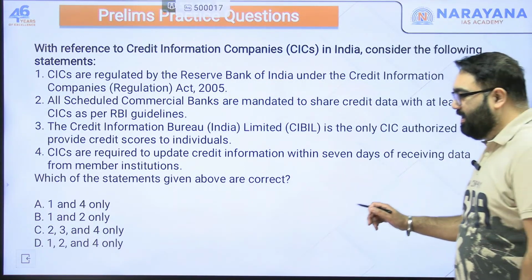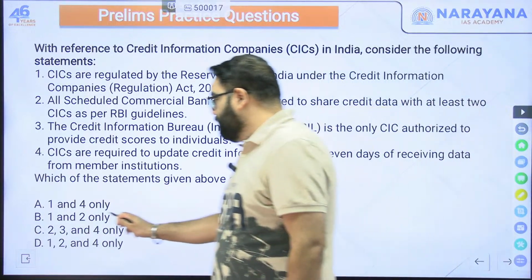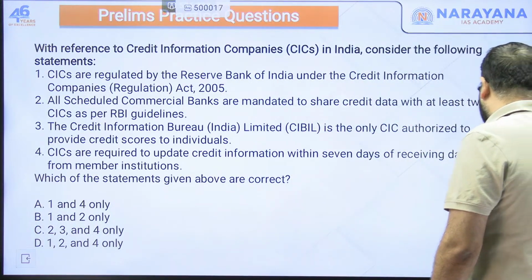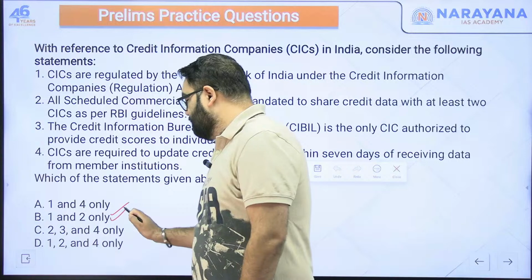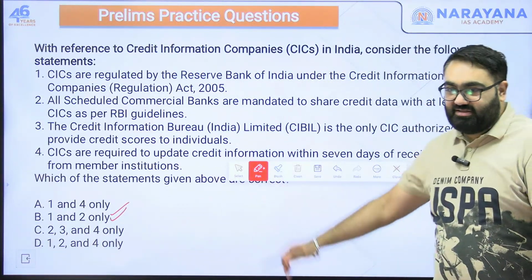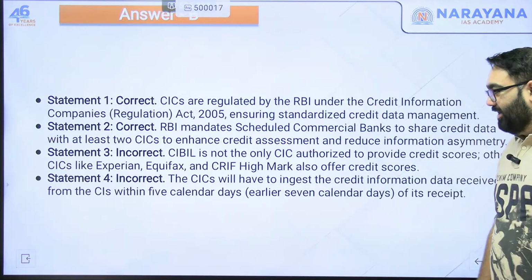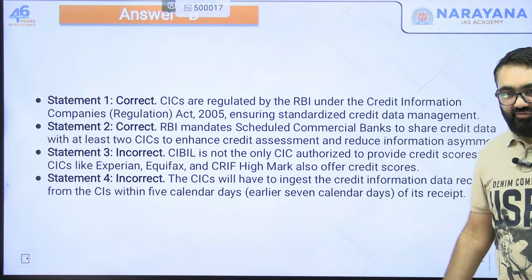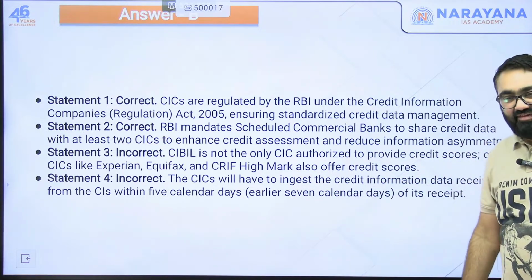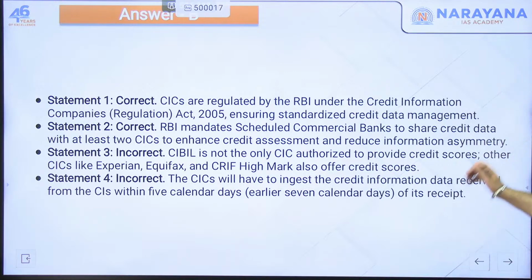So the answer here would be 1 and 2 are correct, that is B. 1 and 2 are the only statements that are correct here. Third and fourth here are wrong, and we discussed the reasons as well. If you want, you can take a screenshot as well. That will help you revise later on why third and fourth here are wrong. There are multiple companies available in India, and it is 5 days now. 7 was the norm earlier. Let's move on to the next one then.